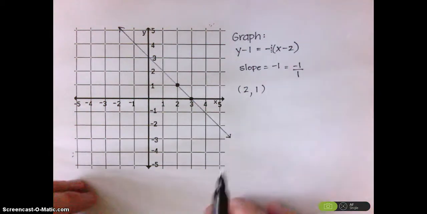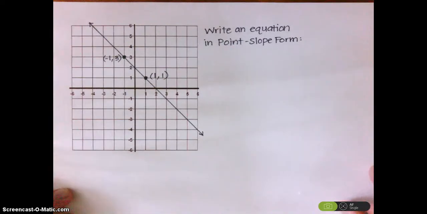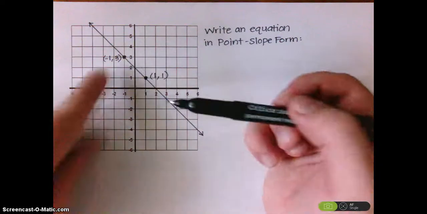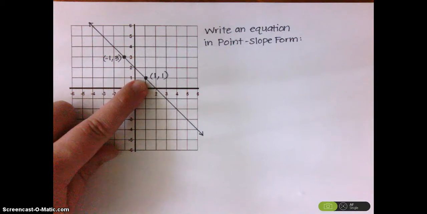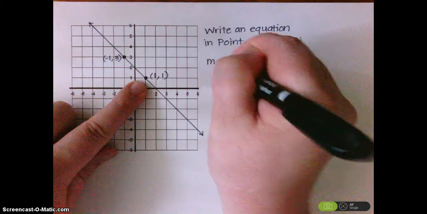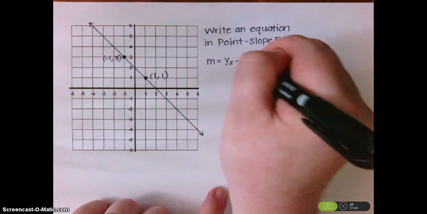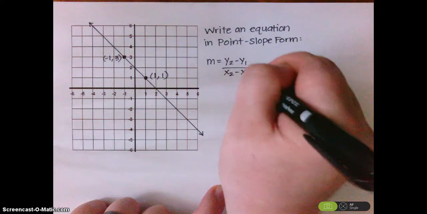So we're going to do one more thing now. This time we're going to be given a graph. Okay, we're given the graph, and we're given 2 points that this line goes through. It goes through -1, 3, and it also goes through the point 1, 1. So using these 2 points, I'm going to show you right now how, using point-slope form, I can write the equation of this line. So we're going to begin with our old slope formula that we've written so many times now. M is equal to y2 minus y1 divided by x2 minus x1.